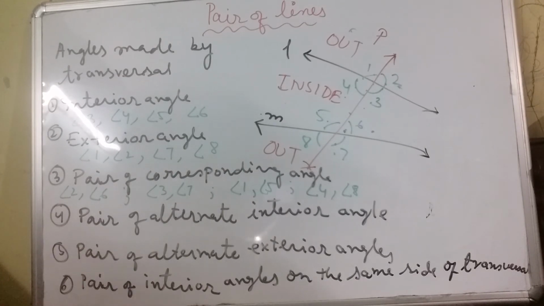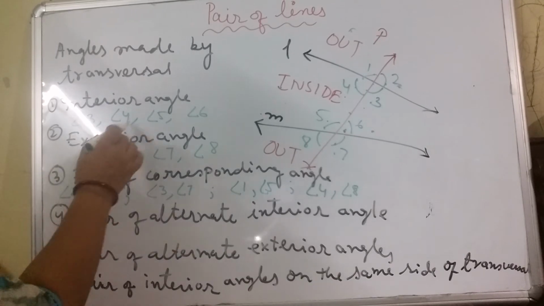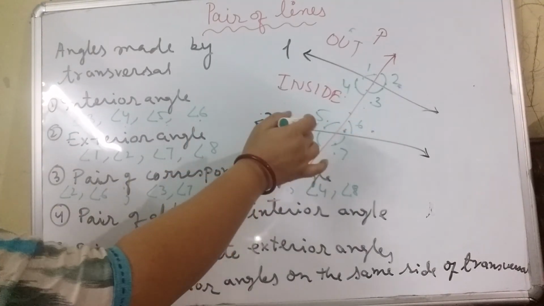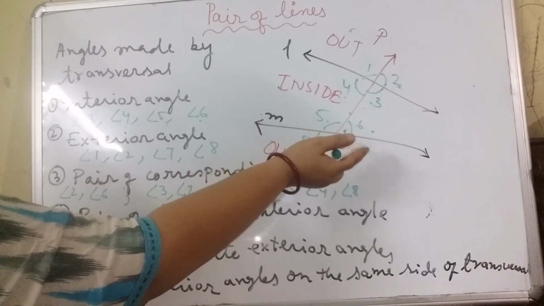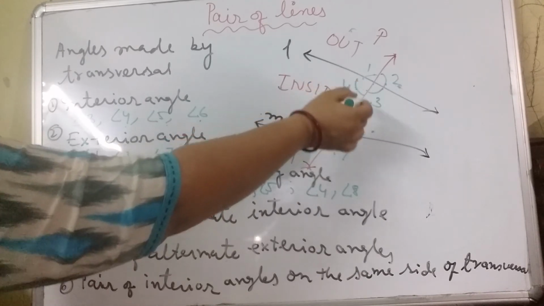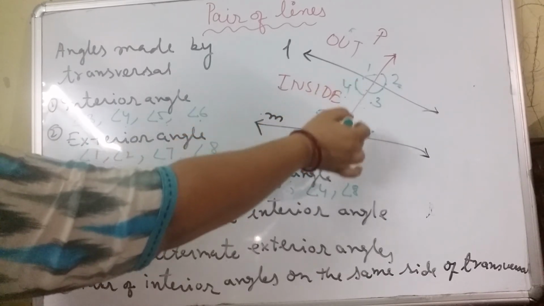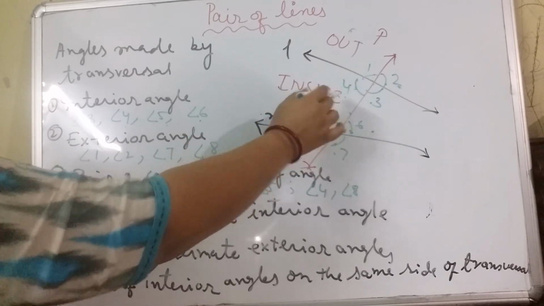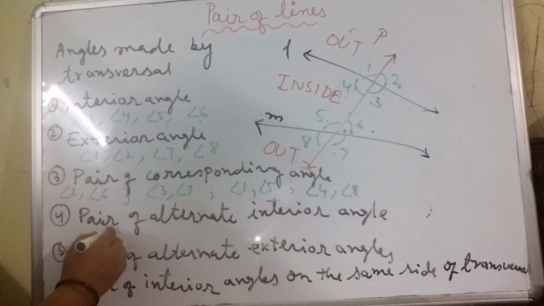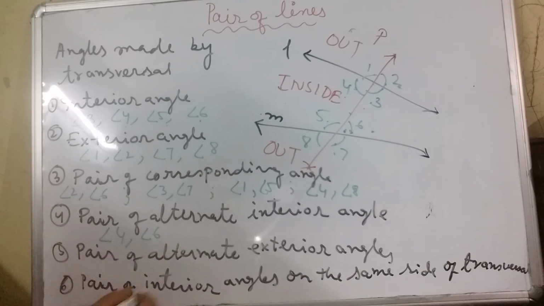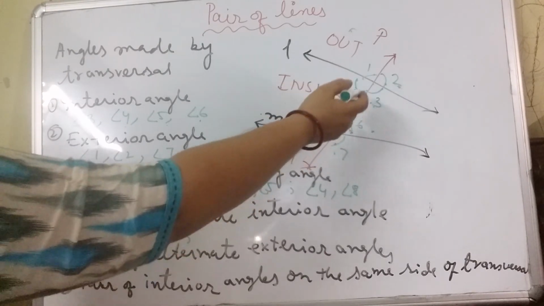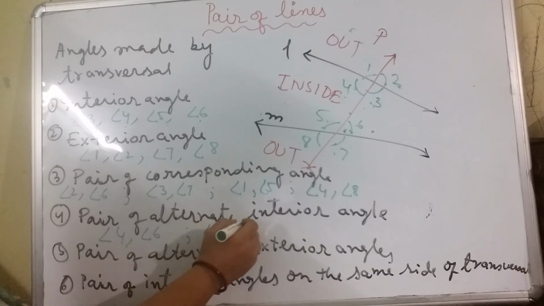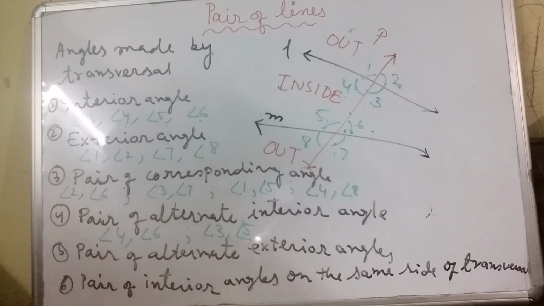Okay. Next is pair of alternate interior angles. Okay, so there are 3, 4, 5, 6, 4 interior angles. Alternate means if one is on the left hand side, the other should be on the right hand side or opposite side. So this angle 4 and angle 6, they are interior and on the opposite sides of the transversal. And in the same way this angle 3 and angle 5, they are on the opposite sides of the transversal. So angle 3 and angle 5 also are alternate interior angles.